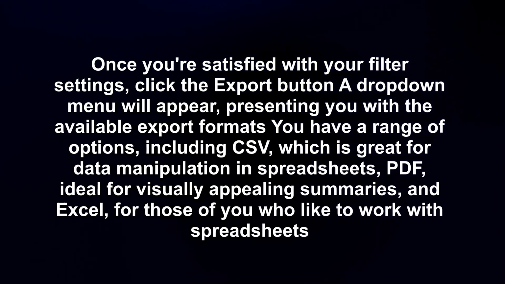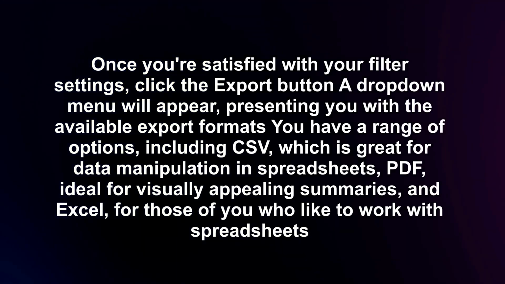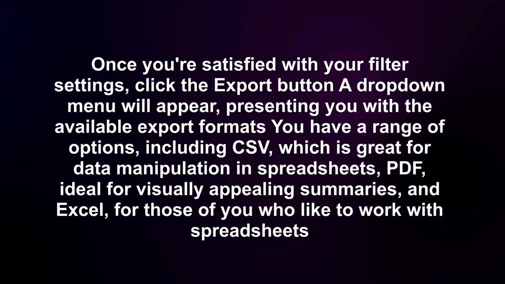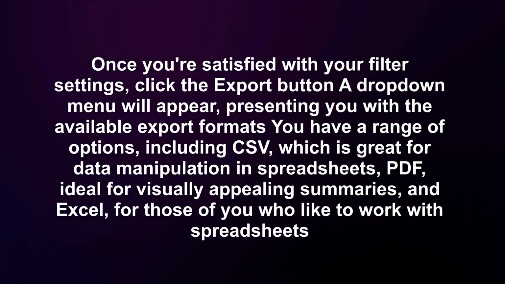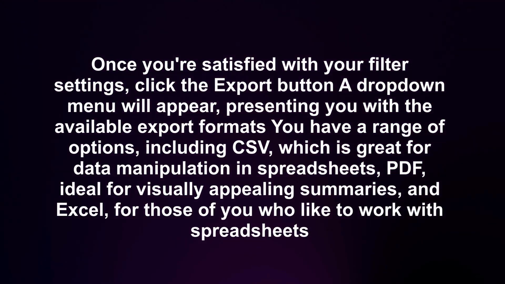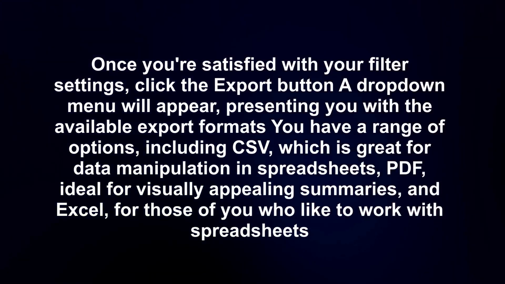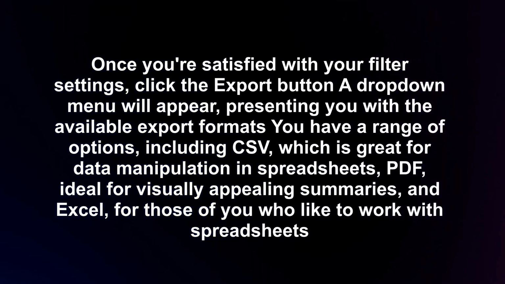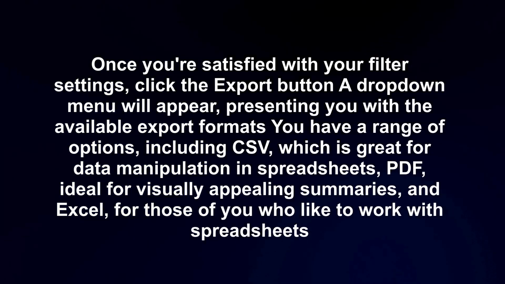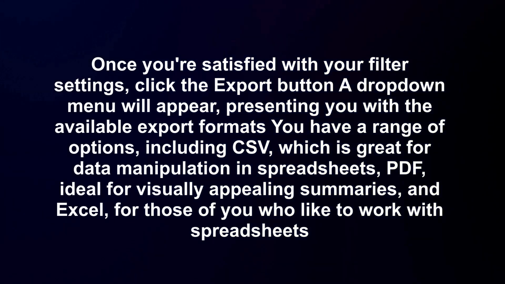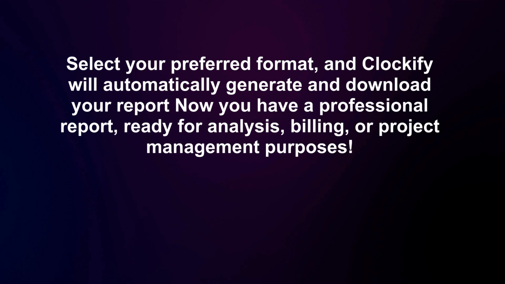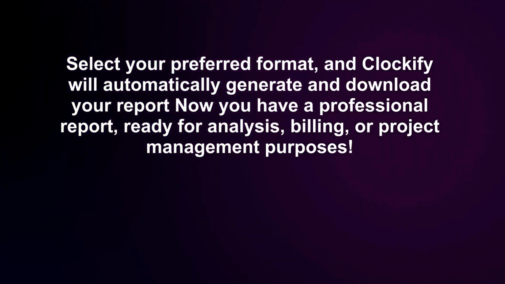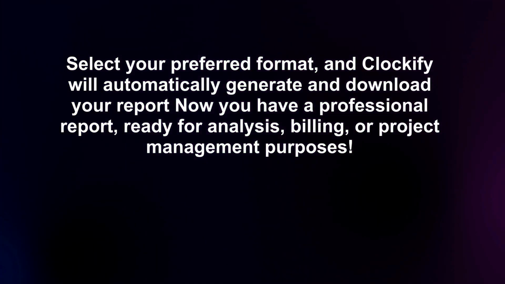Once you're satisfied with your filter settings, click the Export button. A drop-down menu will appear, presenting you with the available export formats. You have a range of options, including CSV, which is great for data manipulation in spreadsheets, PDF, ideal for visually appealing summaries, and Excel, for those of you who like to work with spreadsheets. Select your preferred format, and Clockify will automatically generate and download your report.